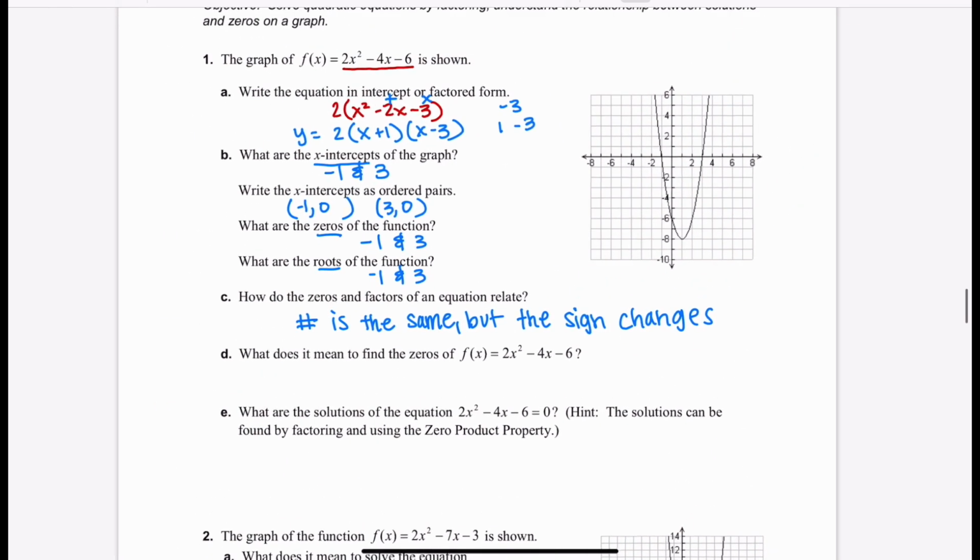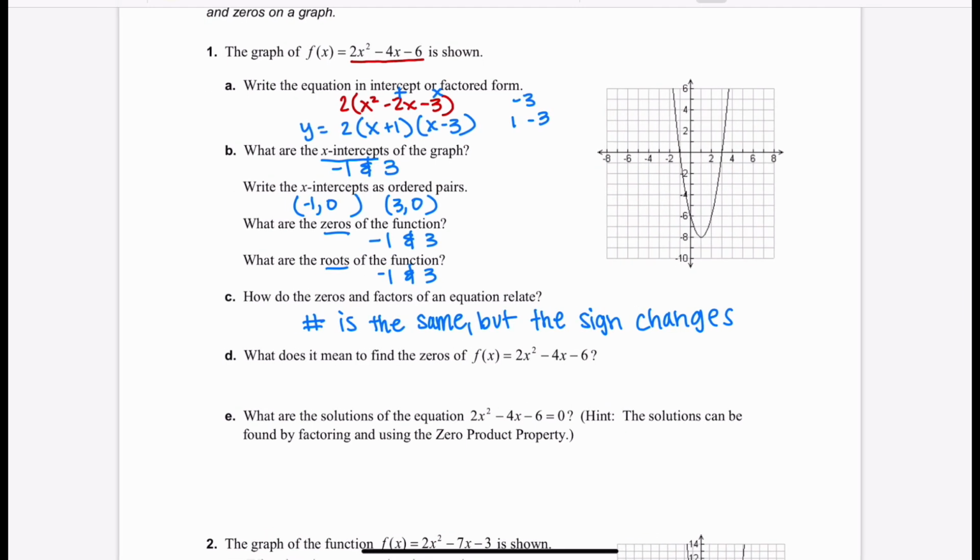Now, if I have this equation and it has y equals, what does it mean by finding the zeros? The zeros are the same as x-intercepts. And if we're finding the x-intercepts, we're looking on this axis, and on that axis, the y is equal to 0. So when we're finding the zeros, we're going to set f of x equal to 0. Then we're going to factor and solve.